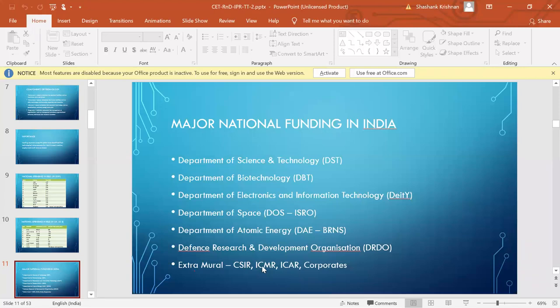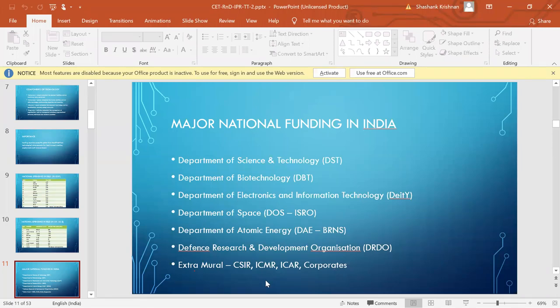ICMR, now in big news thanks to the pandemic, Indian Council of Medical Research, they have been the core of dealing with the scientific and other aspects of COVID-19. ICAR, Indian Council of Agricultural Research, and corporates. This is a large embodiment of funding opportunities within the country.